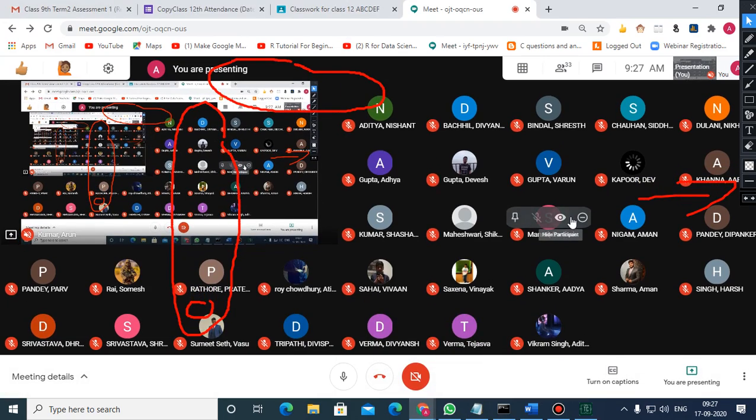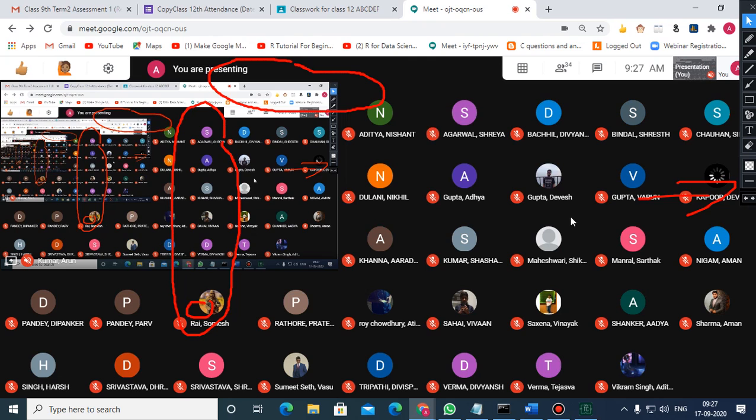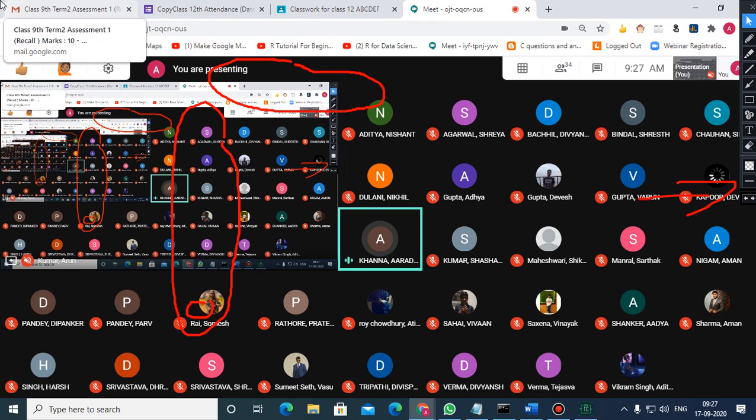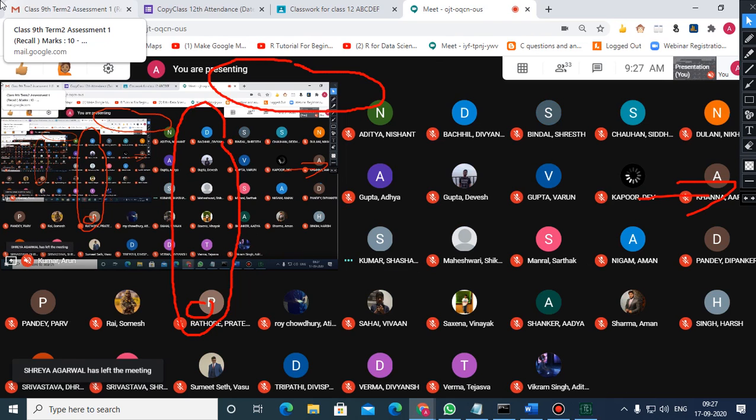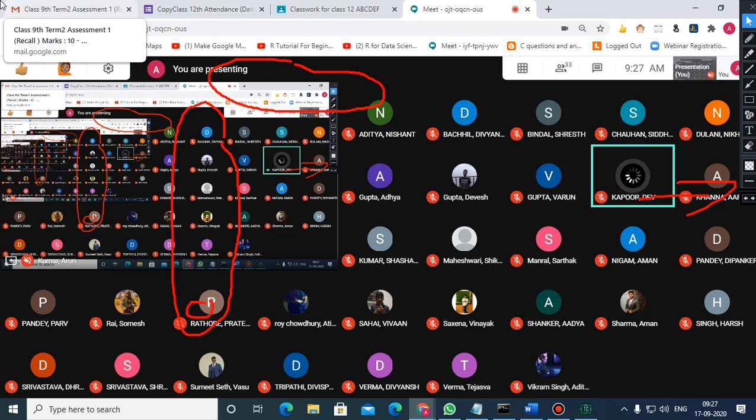Any other issue? Aradhya Khanna, understood? Aradhya? Okay. Shashank Kumar, Atindro, Dev Kapoor. Yes. Any problem beta with multiplexer?